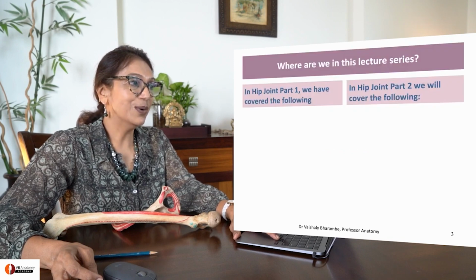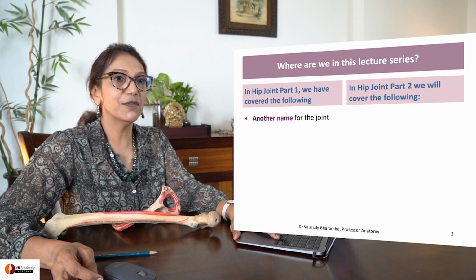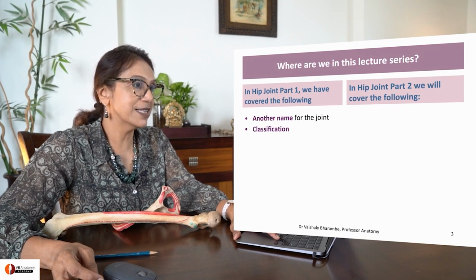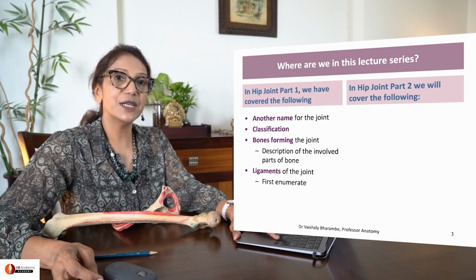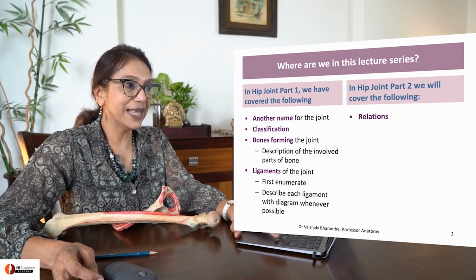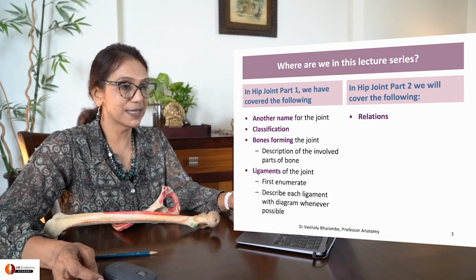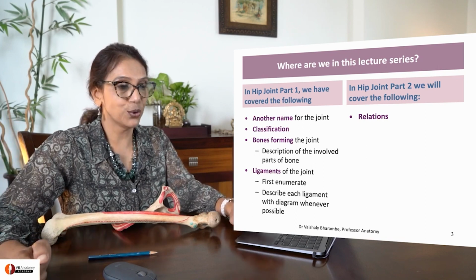Okay, so what have I covered already? In hip joint 1, I have covered another name for the joint, classification, bones forming the joint and ligaments forming the joint. I request all of you to go and take a look at that video.